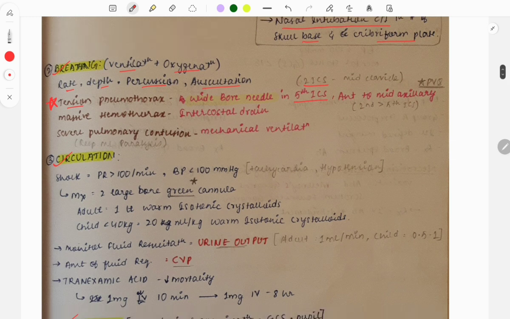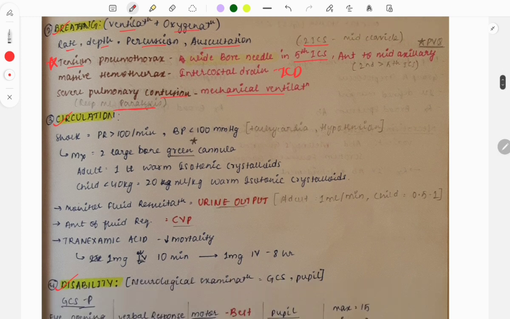If the patient is having massive hemothorax, then you will be doing intercostal drainage. That is the ICD insertion. And if there is breathing abnormality because of severe pulmonary contusion, then the management will be mechanical ventilation. In this severe pulmonary contusion, the respiratory muscles will be paralyzed, so we need to give the mechanical ventilation.